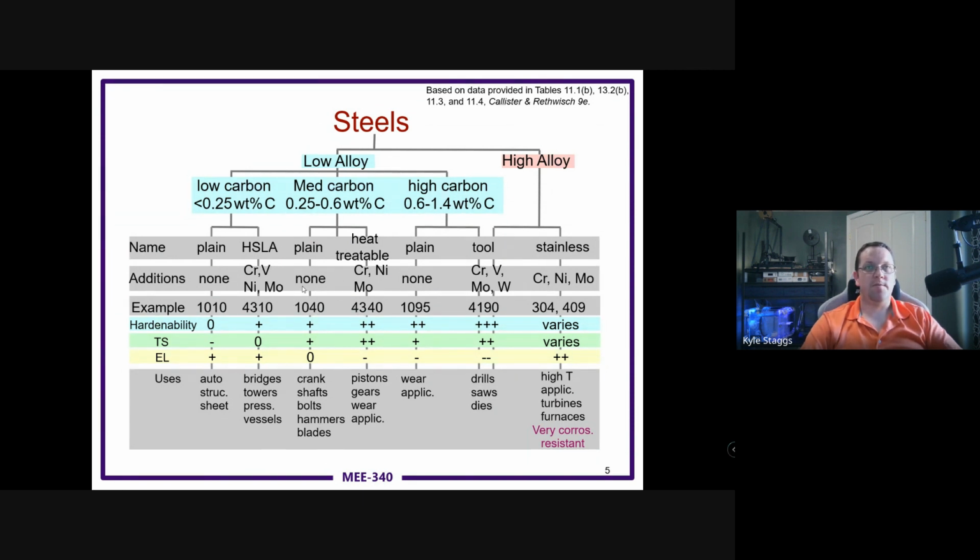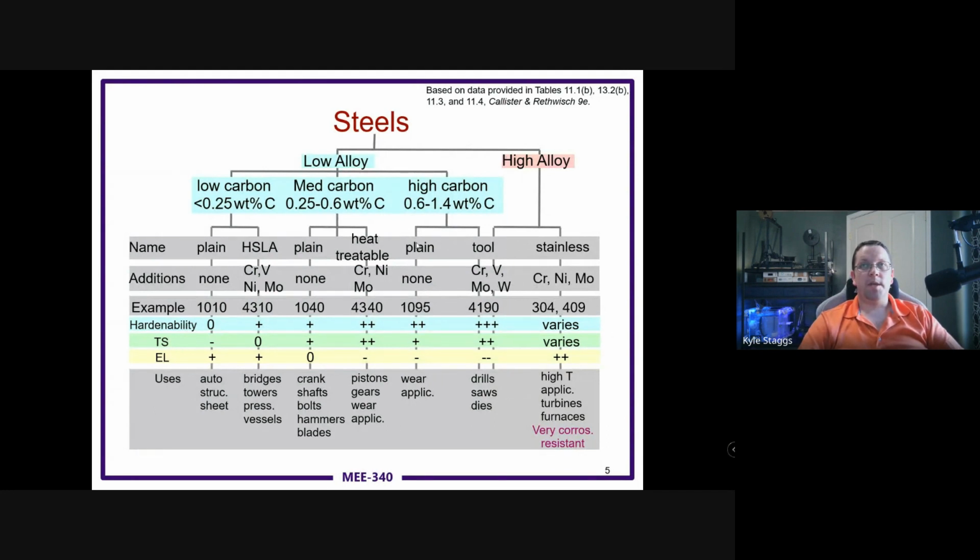Hammers, blades, 1040 is fairly common for those sorts of things that need to take abuse. A lot of machete type blades, stuff that's going to be living in a high impact region, are going to be probably more like this. Some wear applications are these kind of heat treatable alloys. So 4340 is a good example. Very high degree of hardenability, very good tensile strength. It will not do very well in terms of percent elongation. So percent elongation is where you're going to see changes in behavior under load, and that creates some issues.